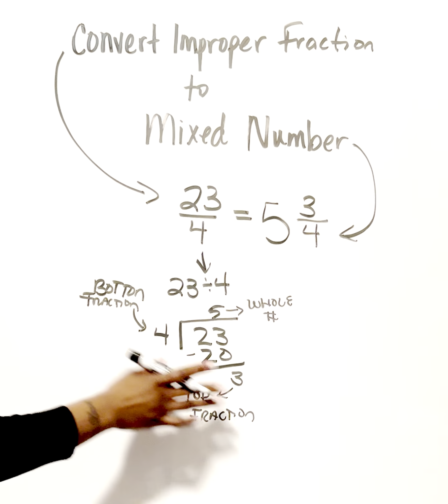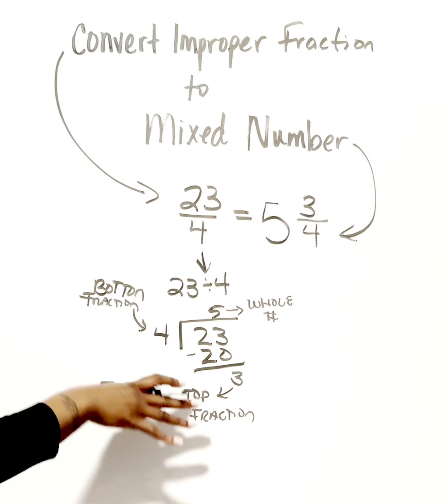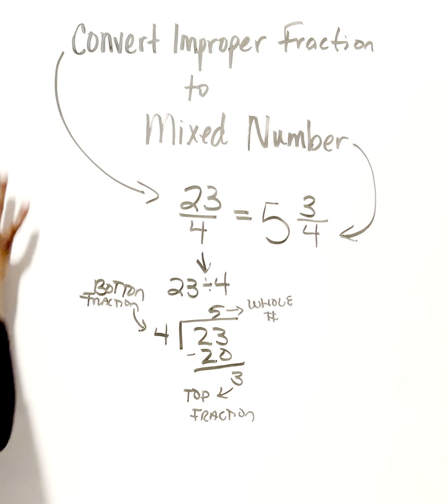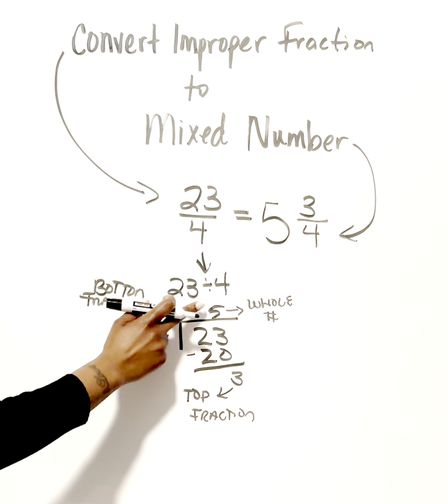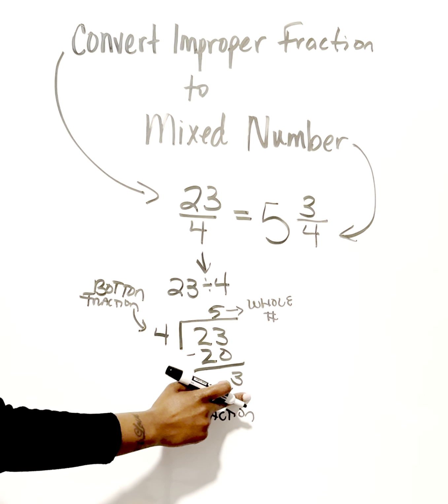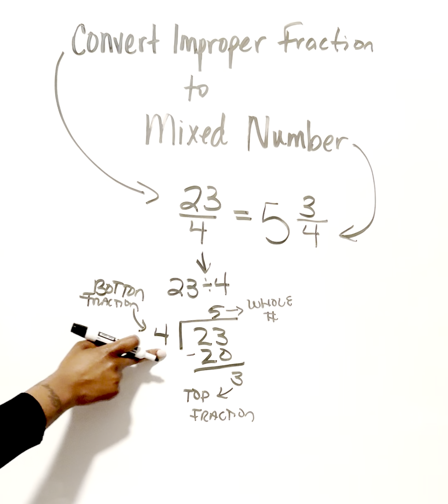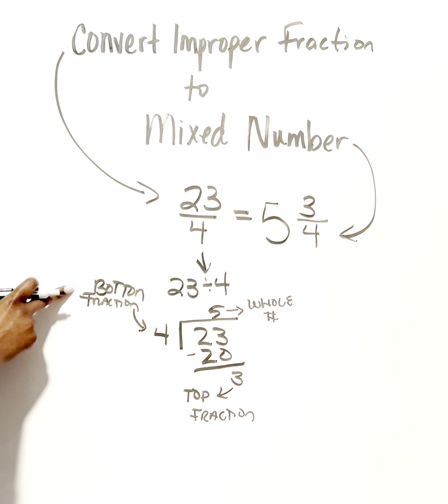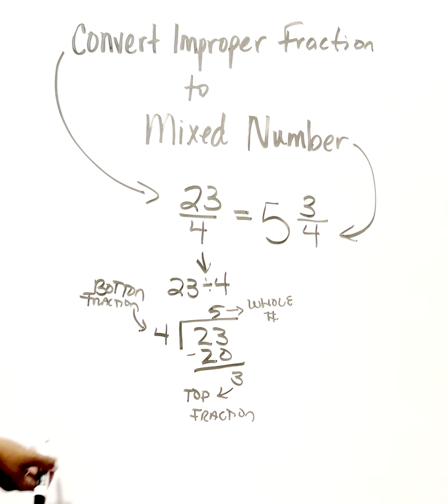So make sure you're good in here with the multiplication and division. If not, use your calculator to help you out. But overall, the concept is super simple. The whole number is always going to be at the top. Whatever is left over is the top of our fraction, and then whatever's on the outside is the bottom of our fraction, the original value. That's always going to stay the same.